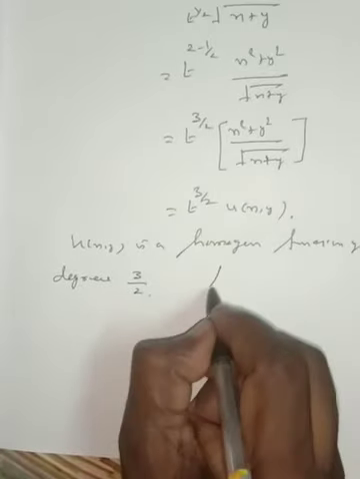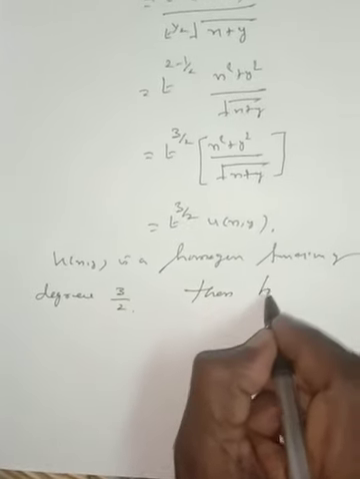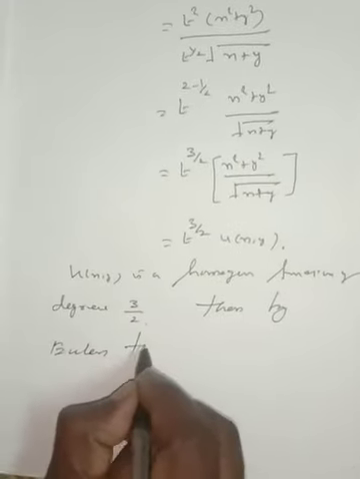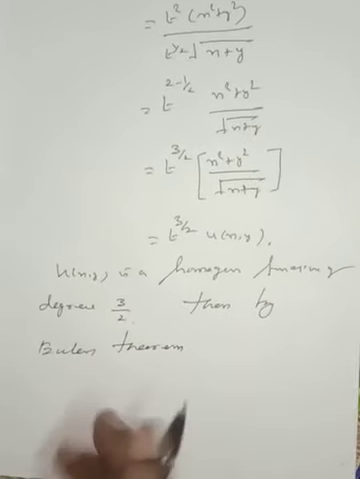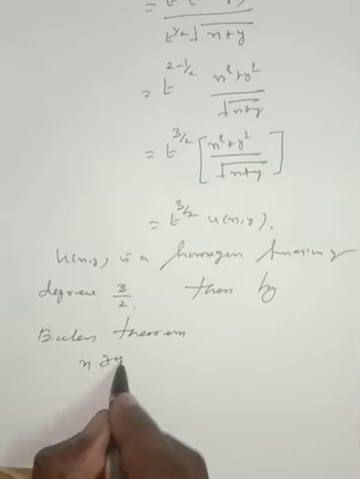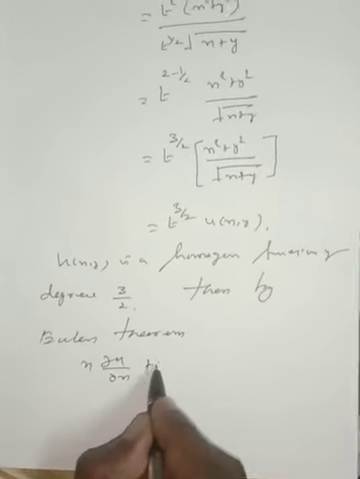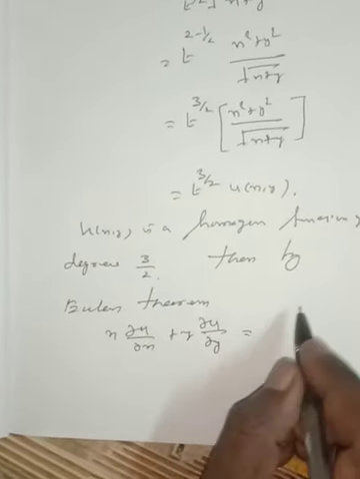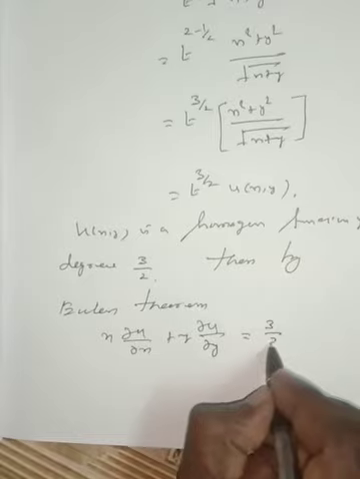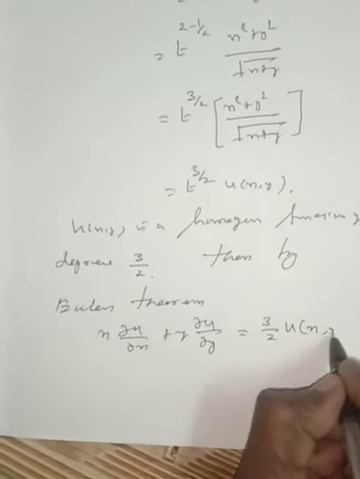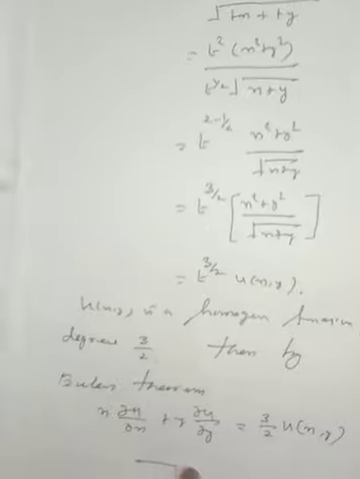Then by Euler's theorem, x dou u by dou x plus y dou u by dou y is equal to nu, where n is 3 by 2 in this case. Hence the result.